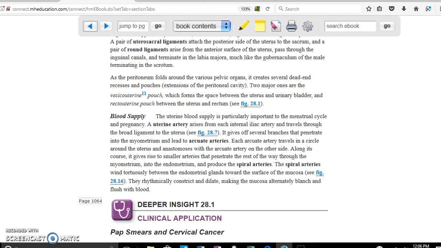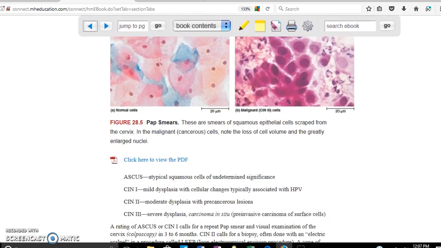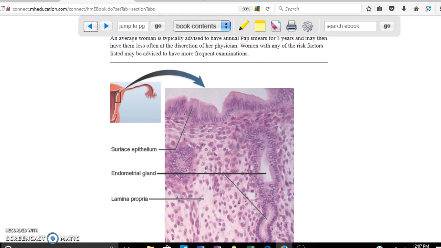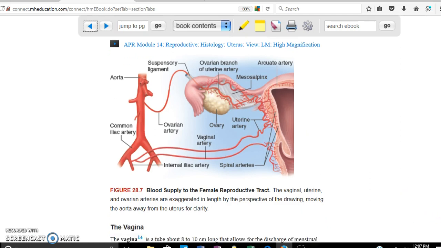Blood supply to the uterus is given by the uterine artery. Okay, and not only that, but also there's going to be an ovarian artery right here. You can see ovarian artery, uterine artery. Okay, right here. Let's keep scrolling down.